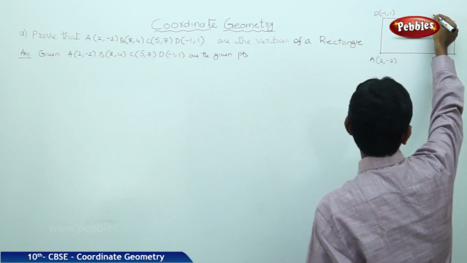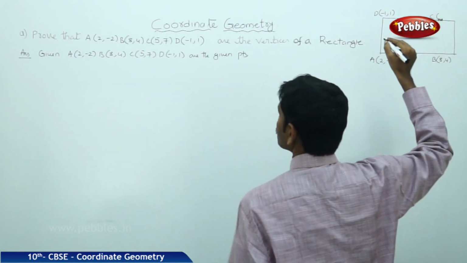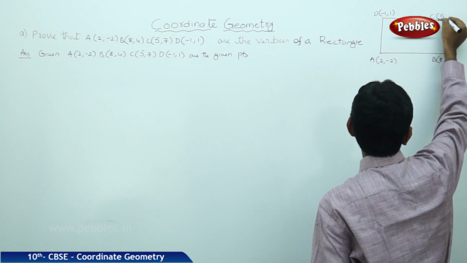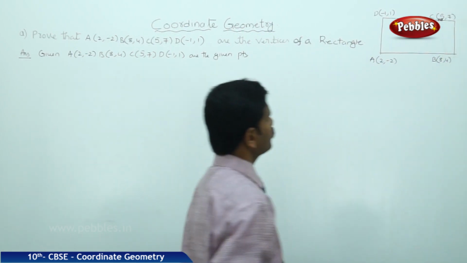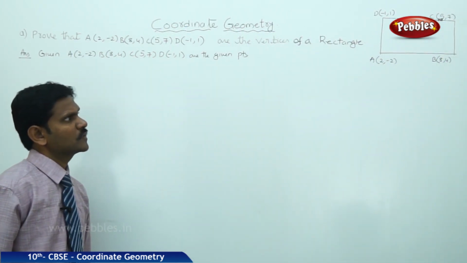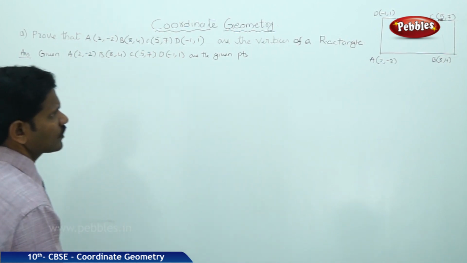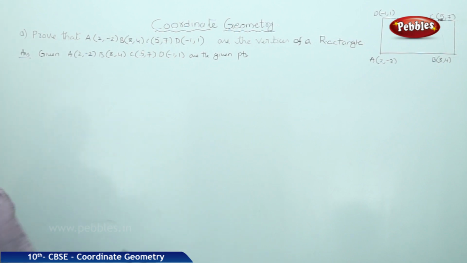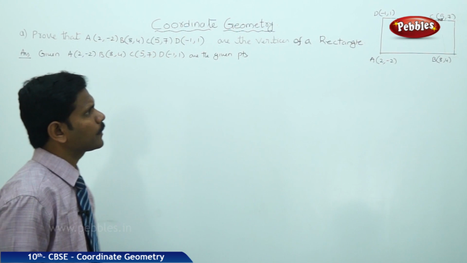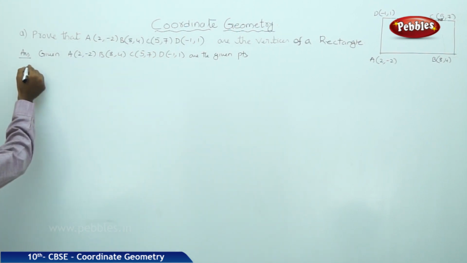C of 5 comma 7 and D of minus 1 comma 1 are the vertices of a rectangle. Now we have to prove that these points form a rectangle.